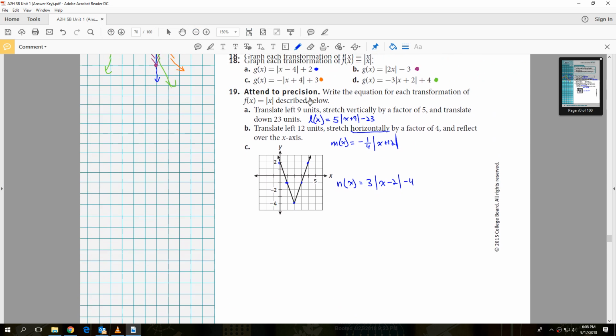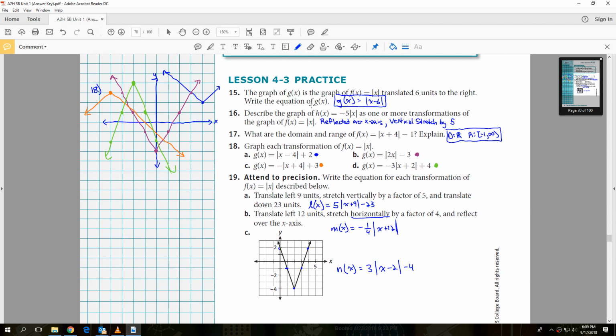So let me zoom out, scroll up, so you guys can see everything at once. And that is lesson 4-3, practice questions.